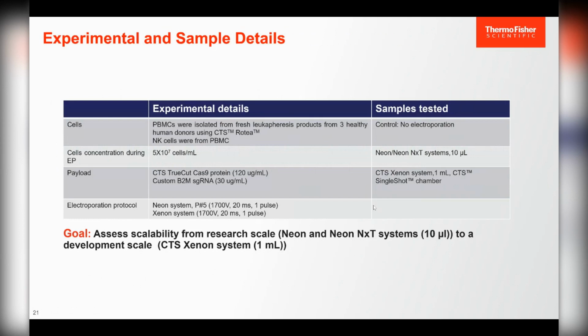And here you can see in tabular form the experimental details and samples tested. We use 50 million cells per ml, and we use Neon Next 10 microliter tips. For the Xenon, we use a 1 ml single shot, and our payload was CTS Cas9, and our target custom guide RNA was B2M. Both systems have the same program, called 1700 volt, 20 millisecond, 1 pulse, for the Neon Next and the Xenon system.